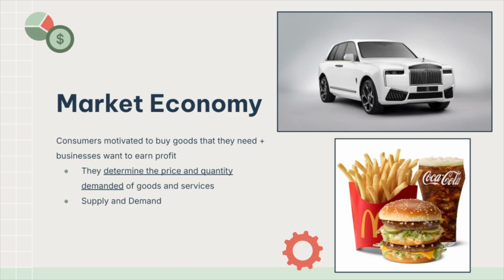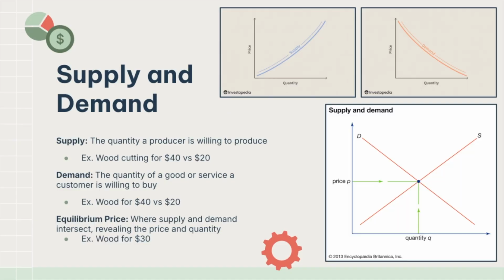So businesses and consumers work together to determine the price and quantity demanded of goods and services. If consumers prefer a large quantity of goods, then businesses may increase the price. Or if consumers don't purchase a lot of a certain good, they might decrease the price. And this is done through a concept known as supply and demand, which is very important in economics.